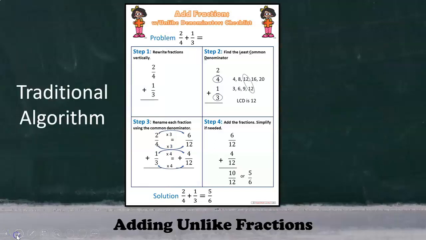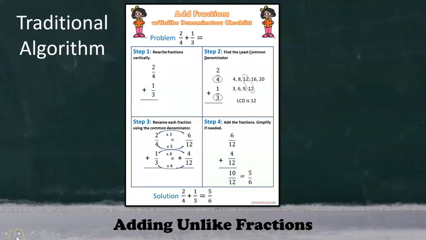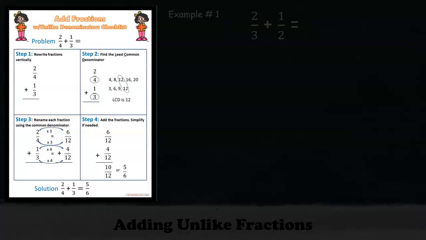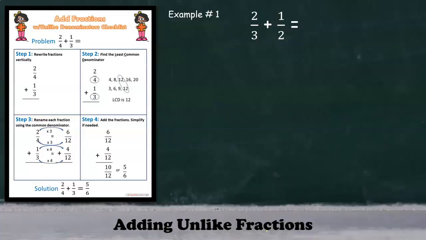Now, let's get into how to use the traditional algorithm to add unlike fractions using just 4 simple steps. When teaching students the traditional algorithm, it is good to provide them with a step-by-step guide or anchor chart similar to this one to ensure that they don't miss a step. We will often refer to this guide as we solve each problem.